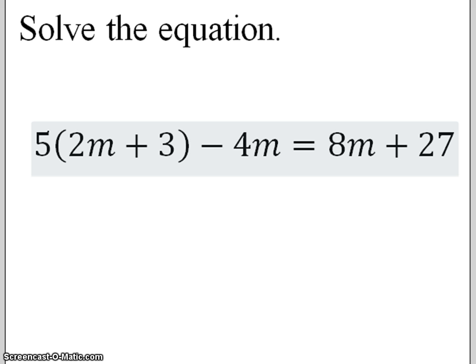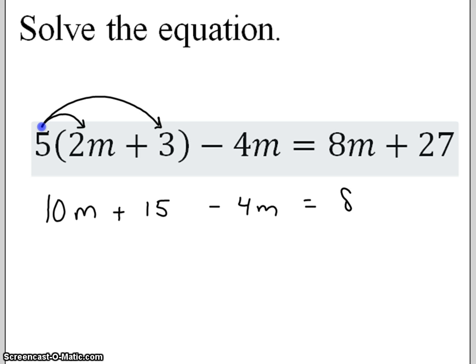First, we need to distribute the 5. That means you need to multiply the 5 by each term inside the parentheses. So 5 times 2m equals 10m. 5 times positive 3 equals plus 15. Bring down the minus 4m, bring down the equal sign, bring down the 8m and the plus 27.